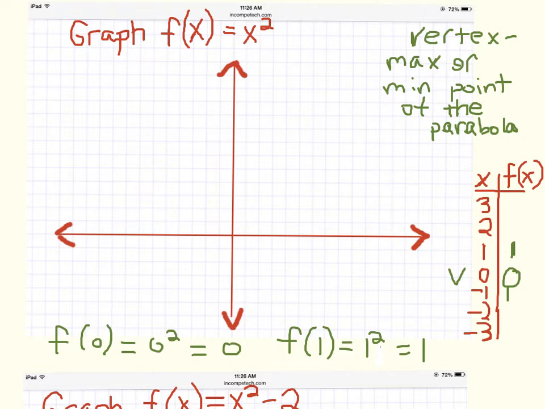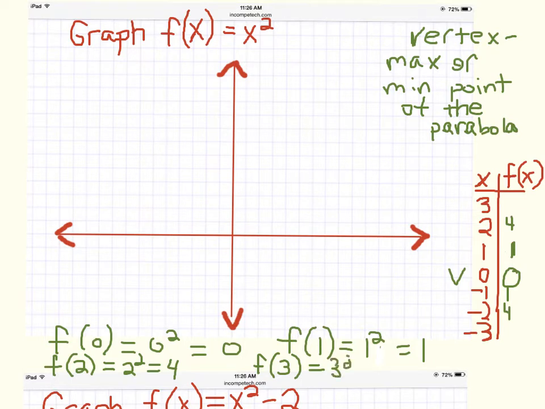Then I'm going to do f of 2, which is the same thing I would get for f of negative 2, and I'll have 2 squared, and I'll get 4. So for both 2 and negative 2, I'll get 4 and 4. And for f of 3, I'll get the same thing as I get for f of negative 3, since negative 3 squared and 3 squared are equal to 9. So I'll get 9, and that's enough points to graph.